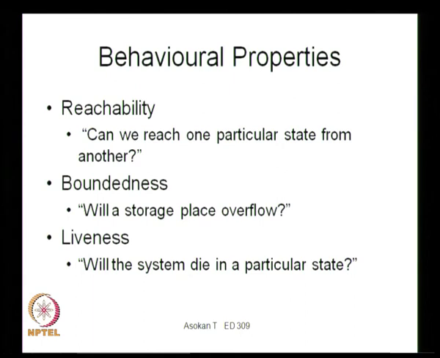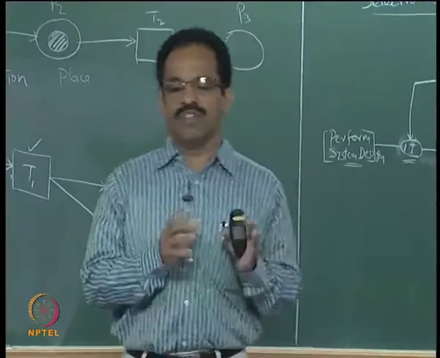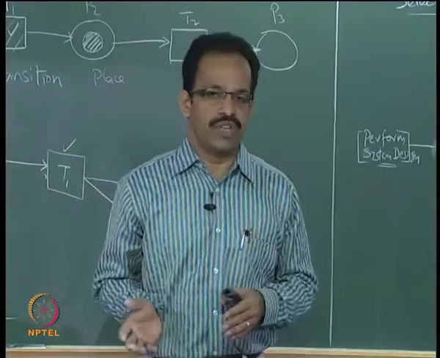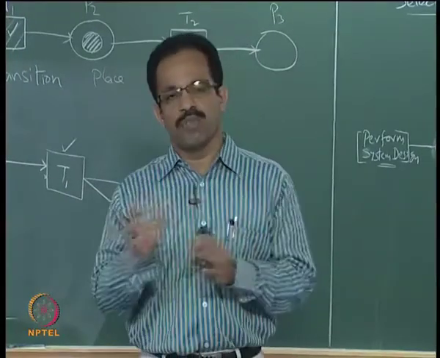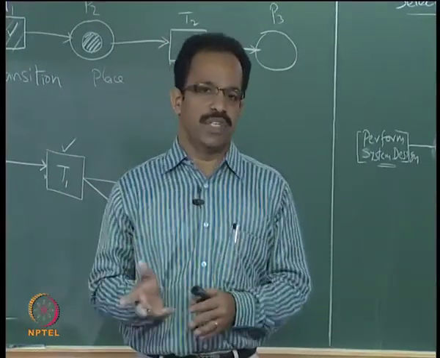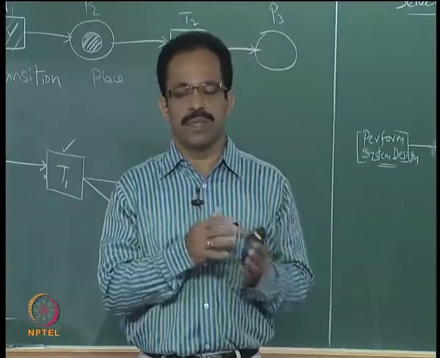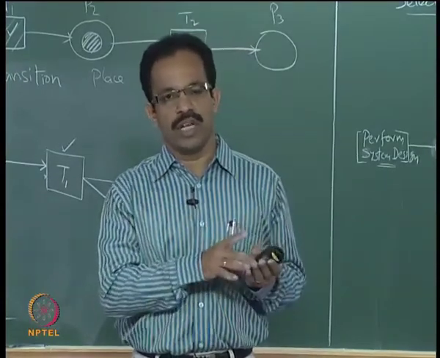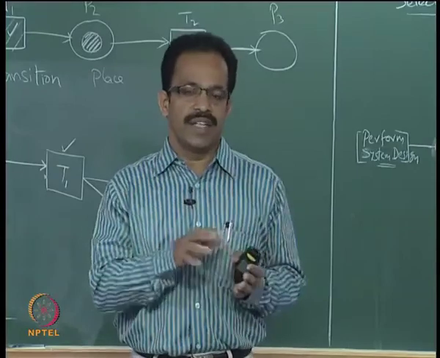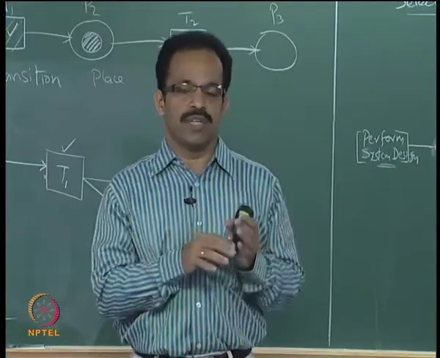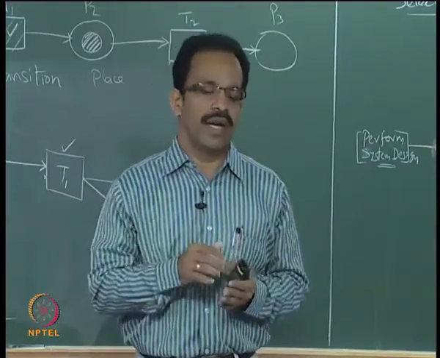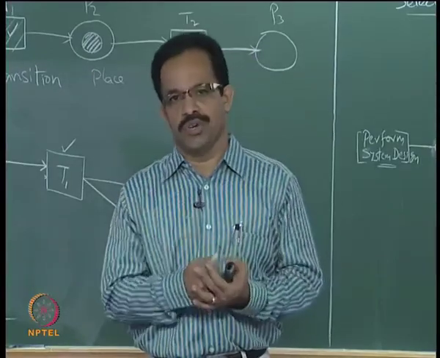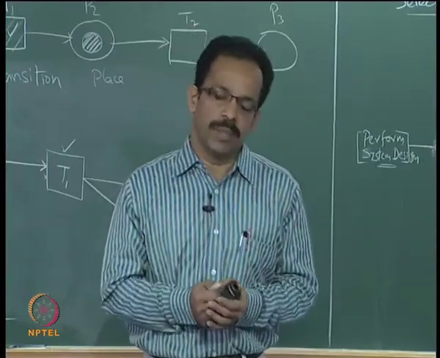Basically, can we reach one particular state from another? So we have a particular state of one situation and we want to reach another situation. So we need to find out what are the possibilities to reach that situation, whether we can really reach that situation from the present situation. So we can model those situations and then, by placing the tokens and the transitions, analyze whether we can really reach that situation or not. So that can be done using PetriNet.